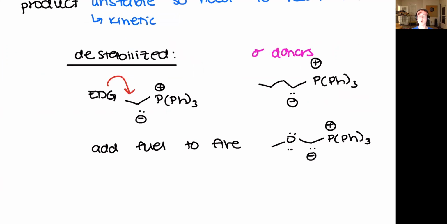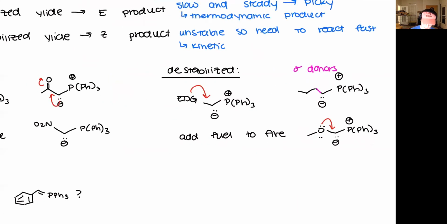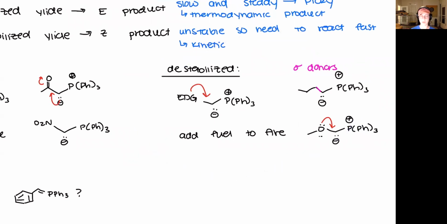So they will donate electrons into a system through their sigma bond right here. And so we have a negative charge, we have a methyl group, it's going to donate electrons through its sigma bond, and so it's going to destabilize it further. Or we also have this ether where we can add more electrons, adding fuel to the fire, making it more destabilized. And so again, with the destabilized ylid, we would get the Z alkene, the kinetic product, it just wants to react and get it over with.